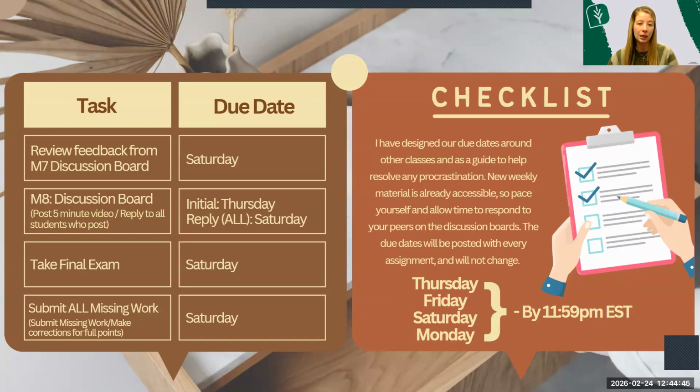There's also a hyperlink in the announcements tab that you can click on. Make sure you take that final exam by Saturday. And by Saturday, submit all the missing work. This is either missing work, late work, corrections where I might have docked you a few points, or if you didn't look at the rubric before you submitted your work, you can earn those full points back. Just make sure you submit that by Saturday.